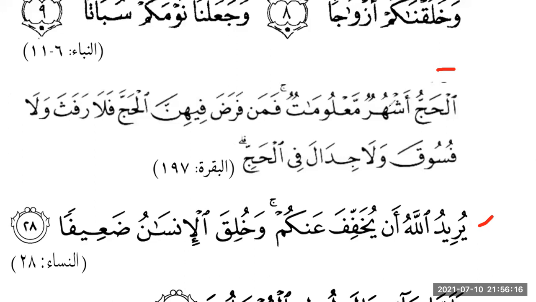The Hajj is a known month. That means it can be identified. We know the month of the Hajj. The Hajj are known months. That's how you translate it. The Hajj are known months. Right? Okay. Let's go to the second sentence.